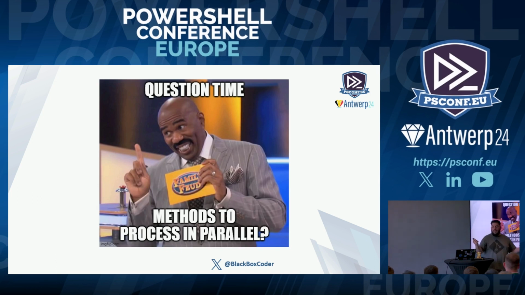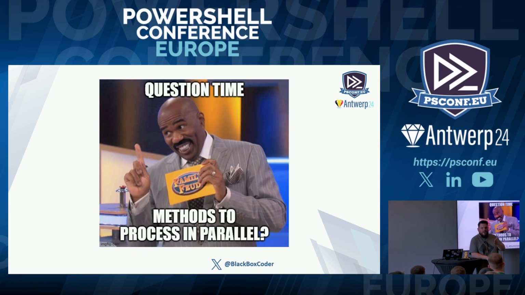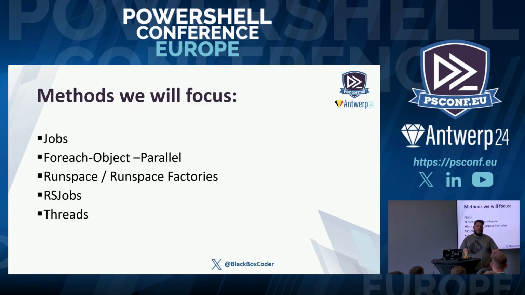Okay, question time. Which methods do you know to parallelize in PowerShell? Just shout. Jobs. Okay, good one. Runspaces, yeah. ForEach-Object -Parallel, I guess. Thread jobs, yeah. Invoke-Command, yeah, kind of also. Okay. We'll keep it at this because I've prepared only this.